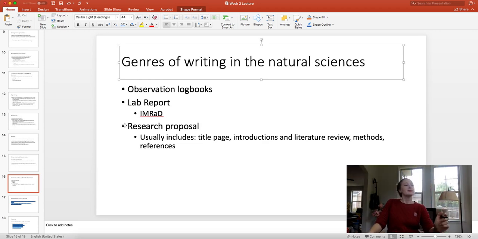Okay. And then you'll see research proposals. That's when a scientist is talking about a research study they want to do, and they might be trying to get approval to do it. They might be trying to get funding for it.